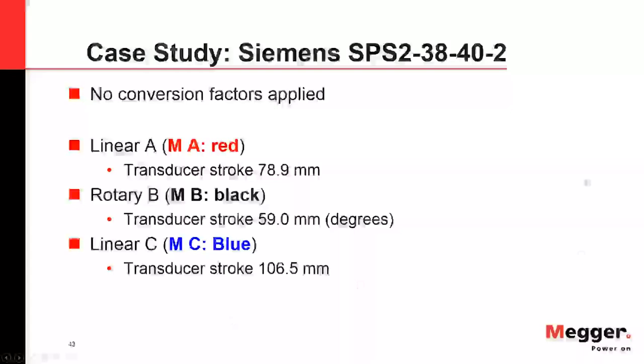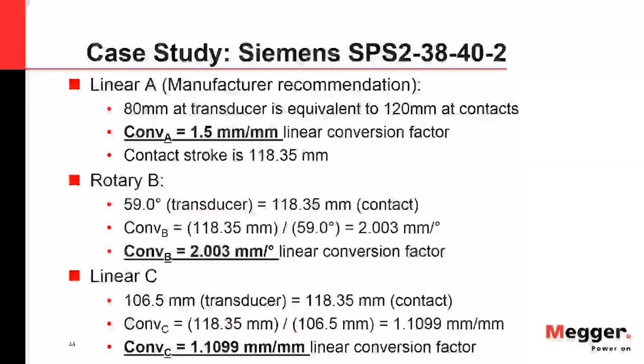So looking at this, no conversion factors applying. Linear A, transducer stroke 78.9 millimeters. Rotary B, transducer stroke of 59 degrees. And then linear C, transducer stroke of 106.5 millimeters. So very different. If I went out here and I made a connection, and then say Jamie made a different connection, we both get totally different results here.